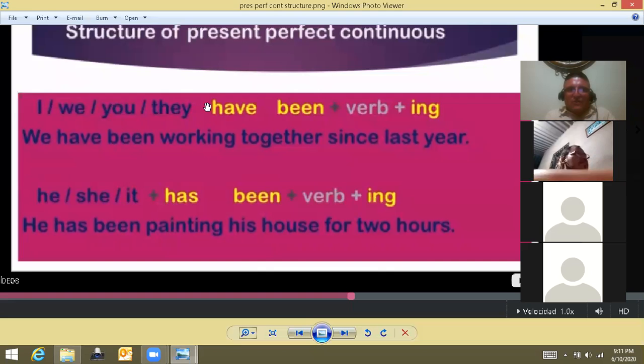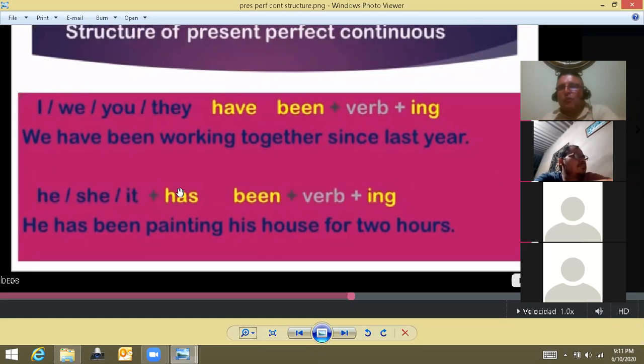You have the subject. You use auxiliary have. You use been. And the form of the verb is the ing form. The example says, we have been working together since last year. Now, if this is the personal pronoun, you need to say have. If the personal pronoun is the third person singular, then you need to use has. But the structure is exactly the same.